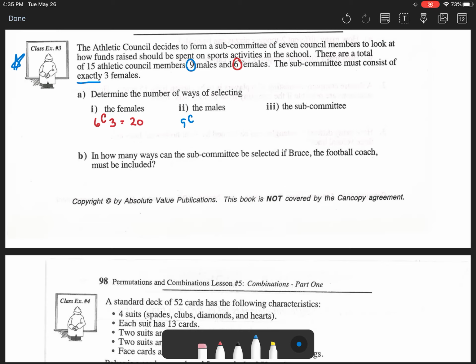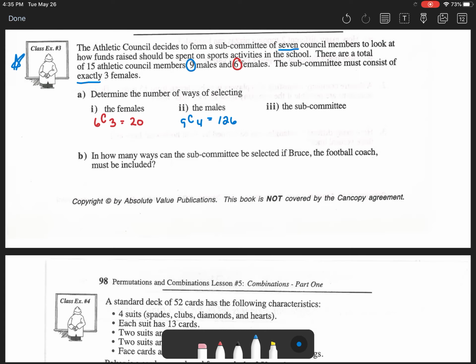Now the males, well, there are 9 males, right? So 9 males, and I have to choose how many. Well, the subcommittee is going to be 7 people. So if there are 3 females, that means there must be 4 males. So again, 9 choose 4. That's 126. So how many ways are there to form the subcommittee?